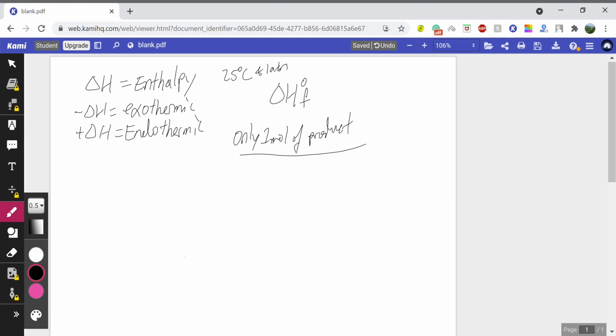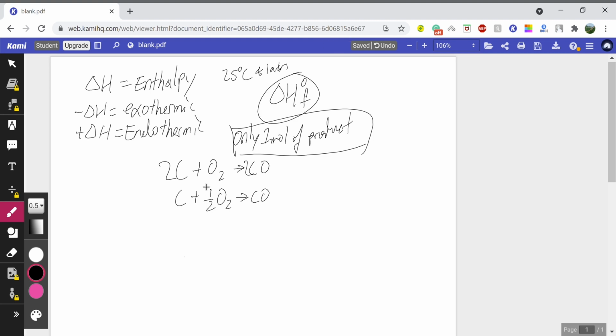Okay, for example, we have, let's say, C plus O2 makes CO. Alright, 2C plus O2 makes 2CO. Now the thing is, we only want 1 mole of product. So in this case, you're going to have to divide the whole thing by 2, making C plus 1/2 O2 makes CO. When we learned how to balance equations at the beginning of the unit, you're not supposed to do this. But right now, we must only have 1 mole of product. And this is when you're going to see 1/2, 1/4, etc. of a certain molecule.